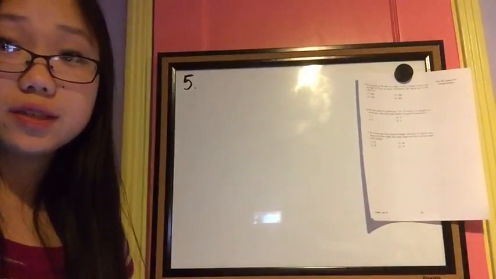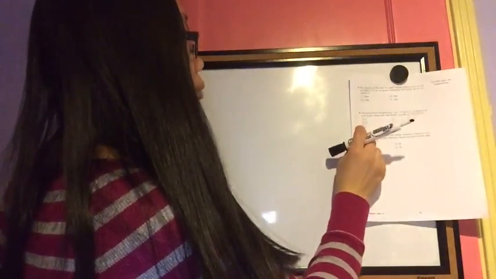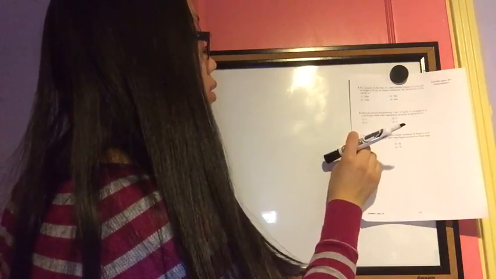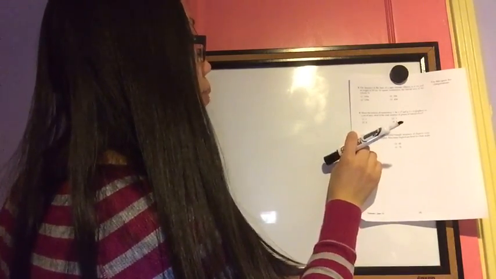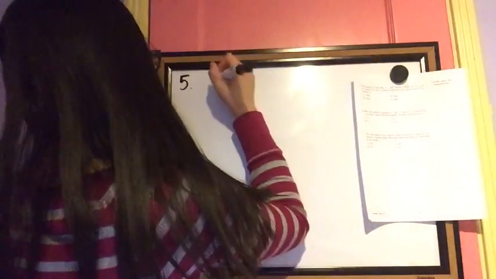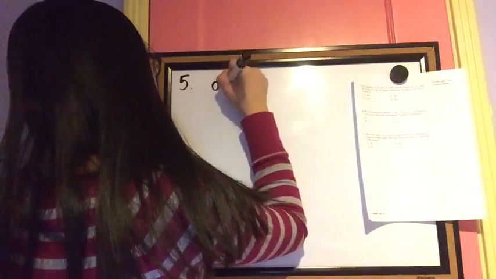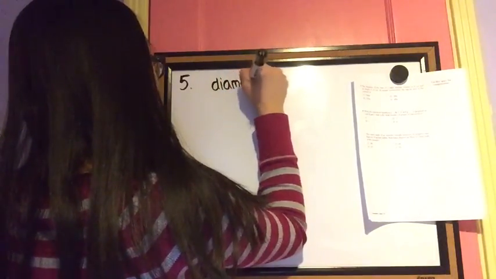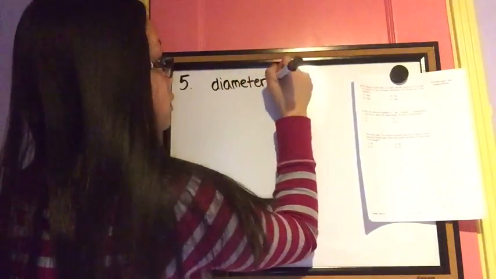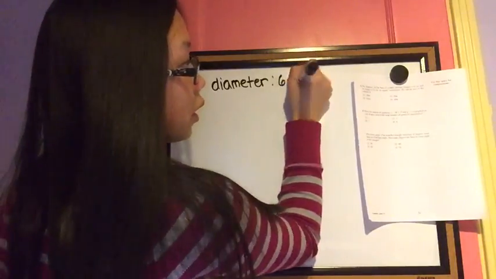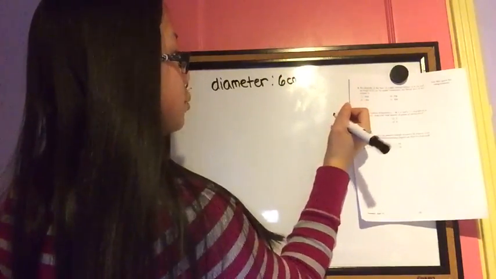So number 5, it is asking for the lateral area of a right cylinder. So it says that the diameter of the base is 6. So diameter is 6 centimeters. And the height is 15 centimeters.